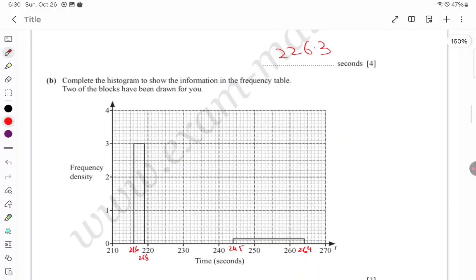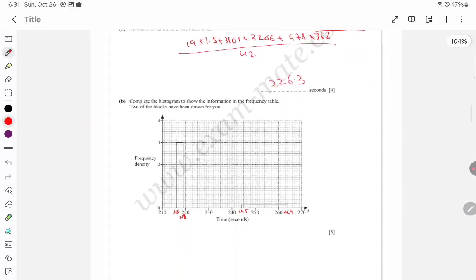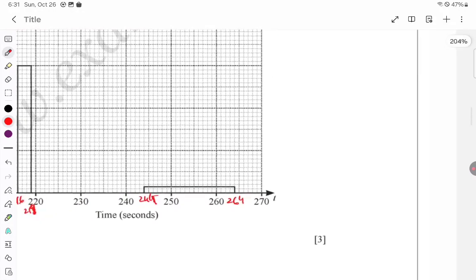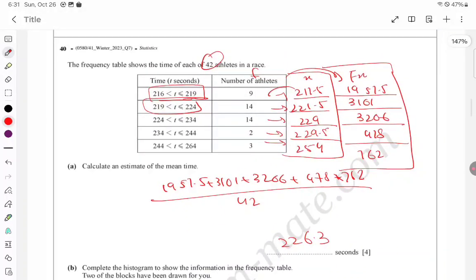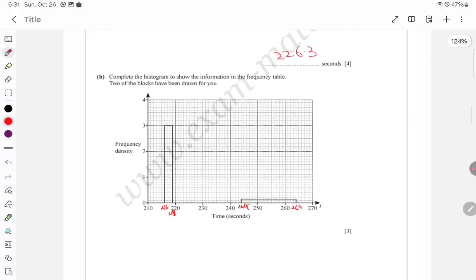So this is 219, and this is 244 to 264. This is already done. This is already done. For these three, we have to draw the bars to complete our histogram.